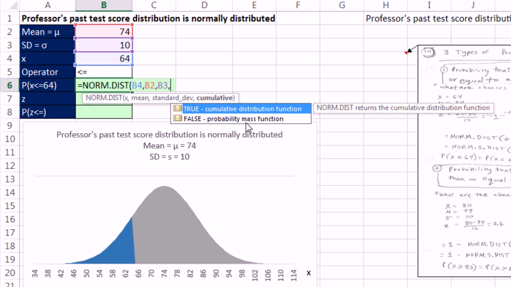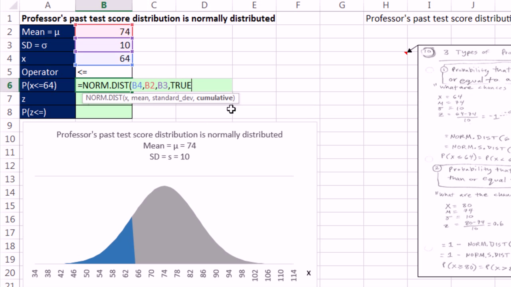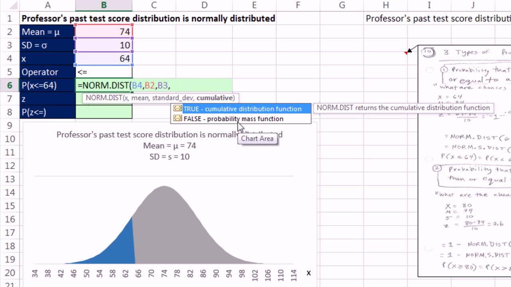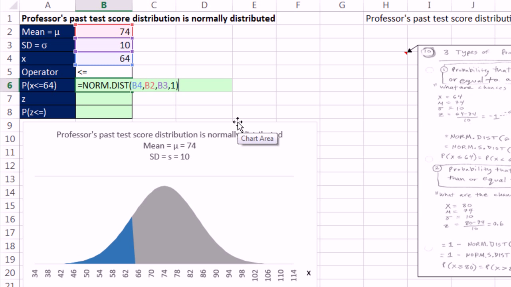Now these are the same names as last chapter when we were doing discrete, but they mean something totally different. Cumulative means doing integral calculus. This means the height of the curve. We're doing integral calculus, so I put true. Or, as you've seen throughout all of this class, we use 1 for true and 0 for false. And that's it. That's the easy one.